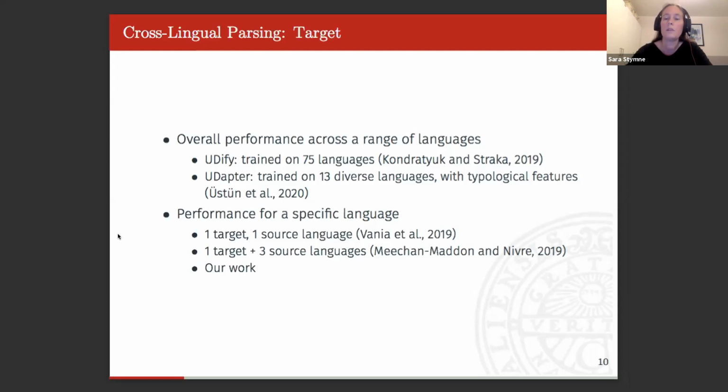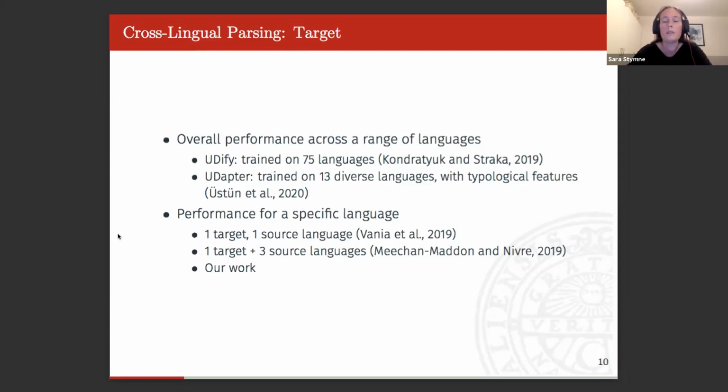And in UDapter, they also take advantage of typological features. And then these parsers are applied both on the training languages, but also on other languages, typically low resource languages, which don't have any training data. And both of these give quite strong results, but of course, it's much harder to get good results for these low resource languages.